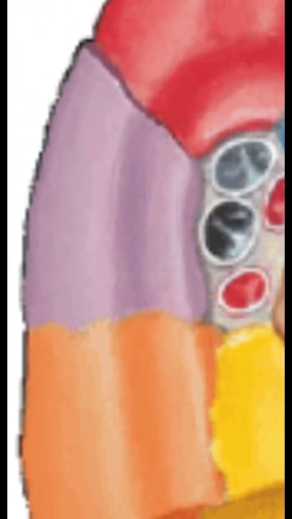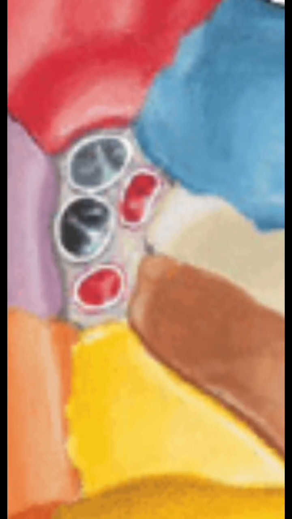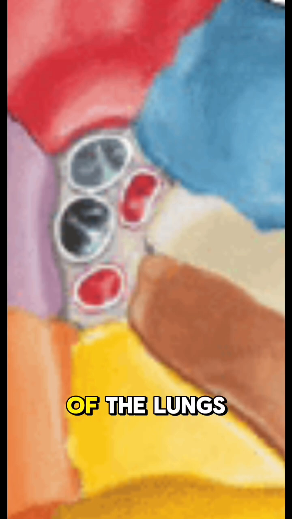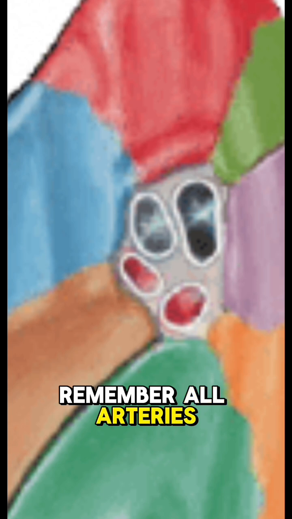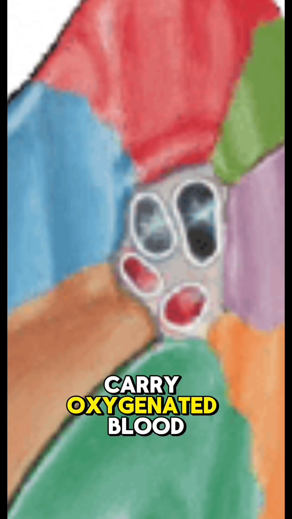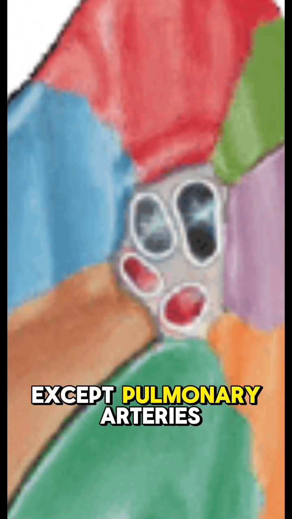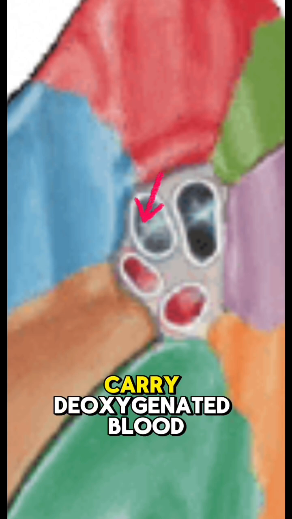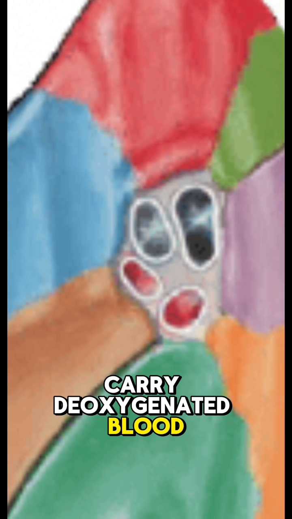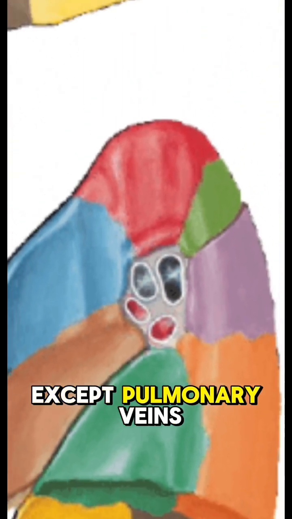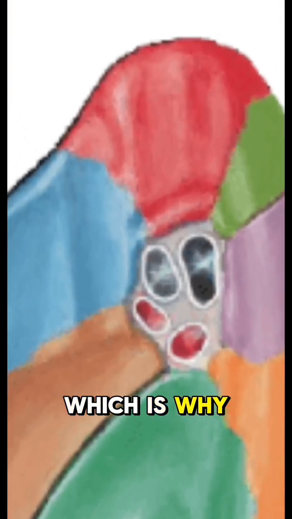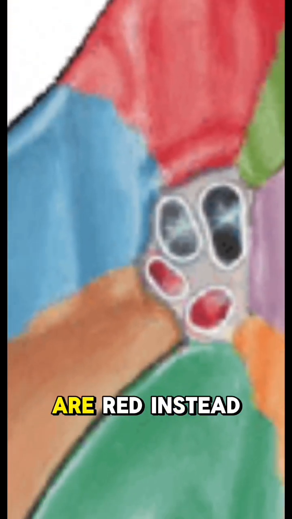Normally, we also have lymph nodes on the hilum of the lungs. Remember, all arteries carry oxygenated blood except pulmonary arteries, and all veins carry deoxygenated blood except pulmonary veins, which is why the veins here are red instead of blue.